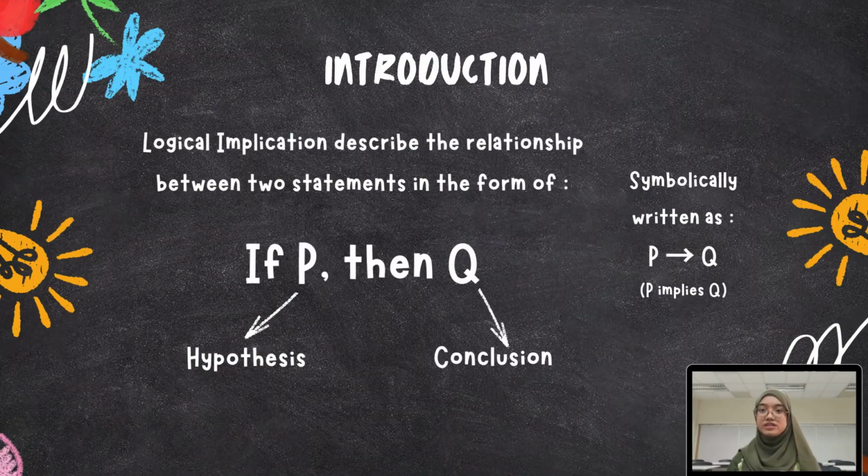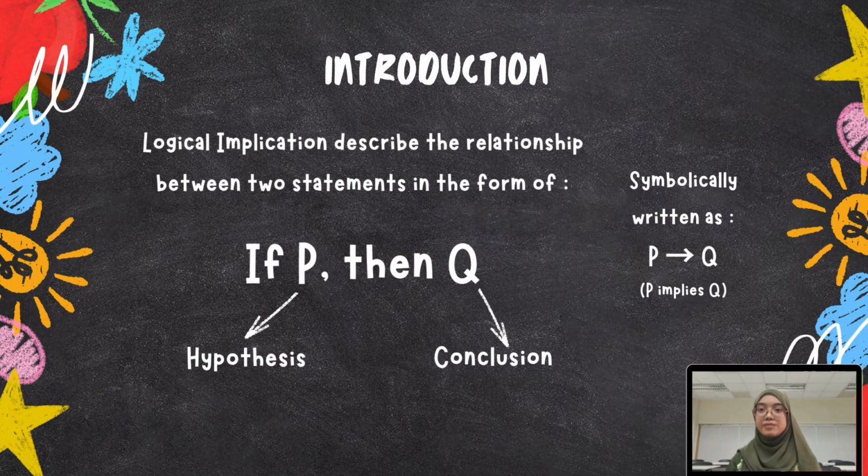Today, we are going to learn about logical implication, a basic but very important concept in logic and mathematics. Logical implication describes the relationship between two statements in the form of if P then Q. This statement is written symbolically as P implies Q. Here, P is called the hypothesis and Q is called the conclusion.